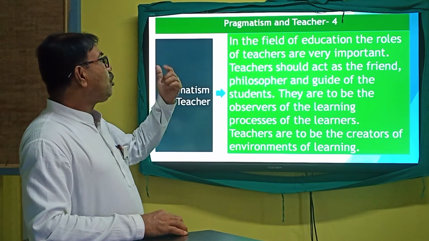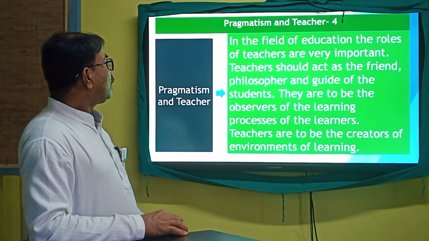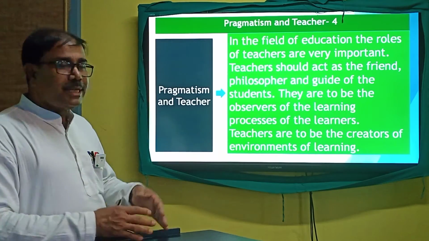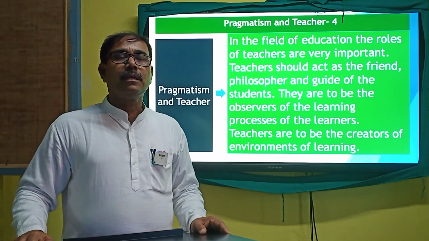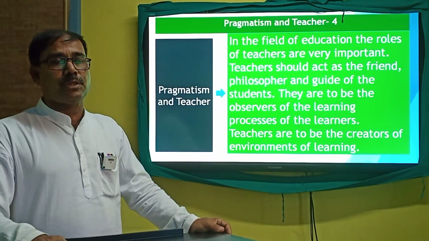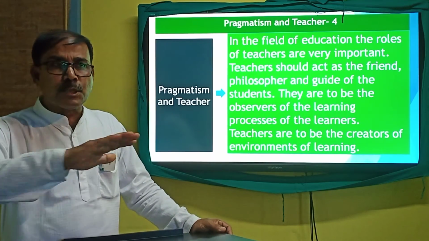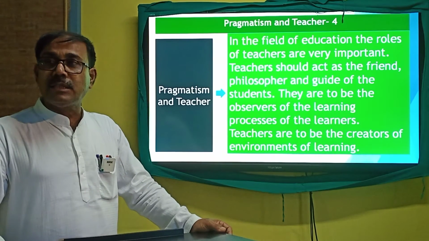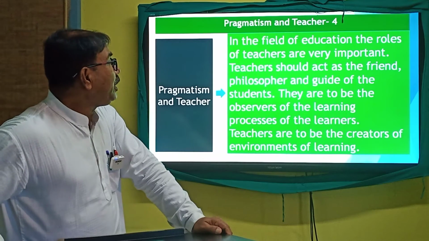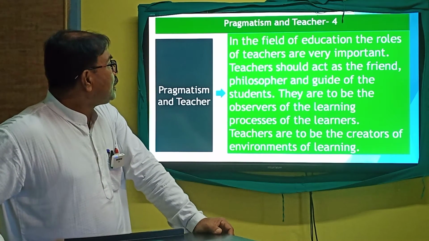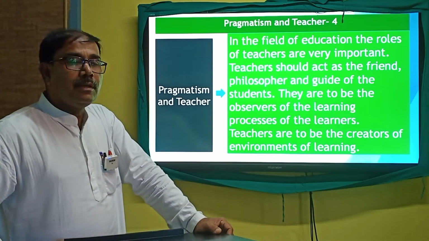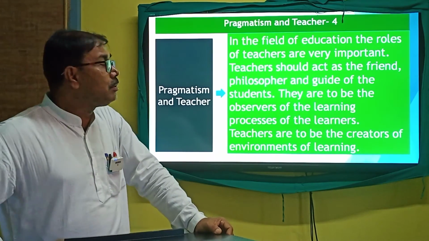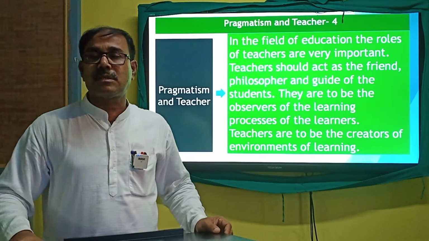In the field of education, the roles of teachers are very important, friends. Teachers are the makers of men. They are the watchdog of human civilization. Teachers are the transformer of human social structure. Teachers are the transformer of the economy of a nation. Teachers should act as the friend. They are to be the friend of the students, philosophers of the students, and guide of the students.